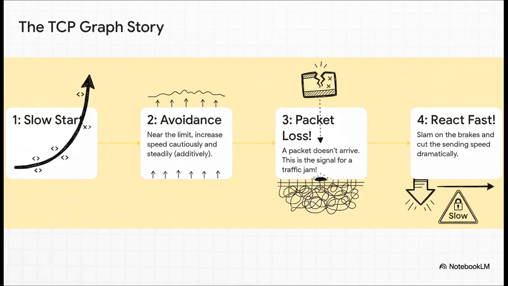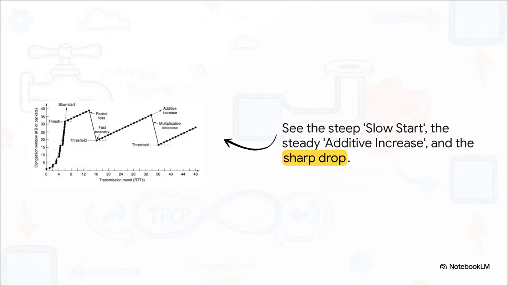Then, step 3, a packet gets lost. To TCP, a lost packet is a giant red flag that screams, "Traffic jam ahead." So what does it do? Step 4, it reacts fast. It slams on the brakes and dramatically cuts its sending speed way back to give the network a chance to breathe.